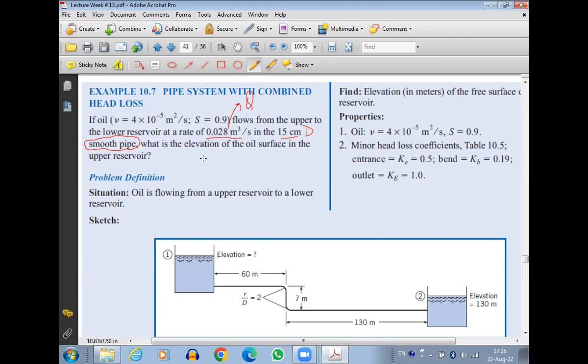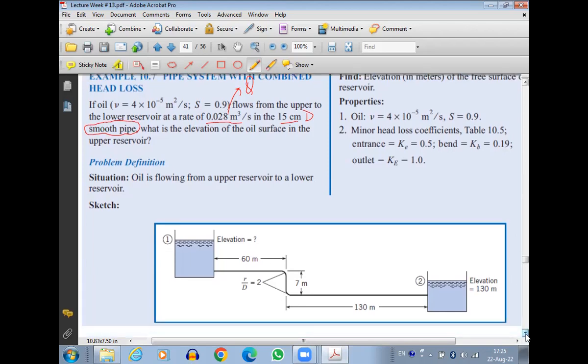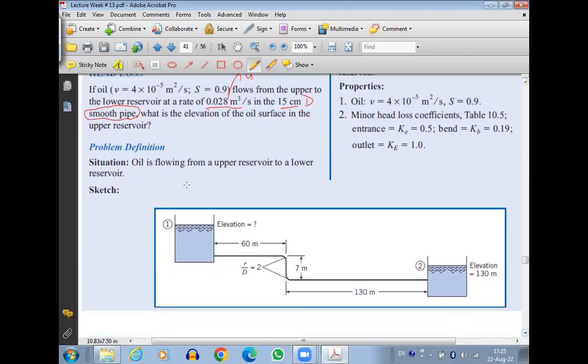Okay, so what is the elevation of the oil surface in the upper reservoir? This is what we need to find out. So you have a situation like this. You have two reservoirs, reservoir 1 and reservoir 2. Between the two reservoirs, you have a piping attached. Piping attached is like this.